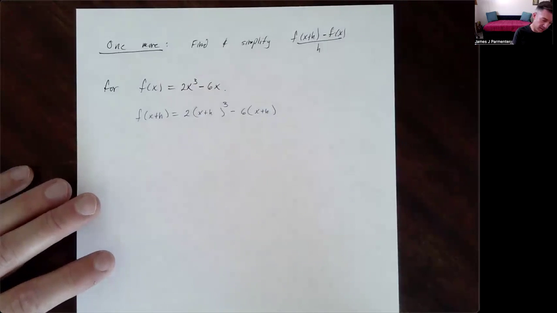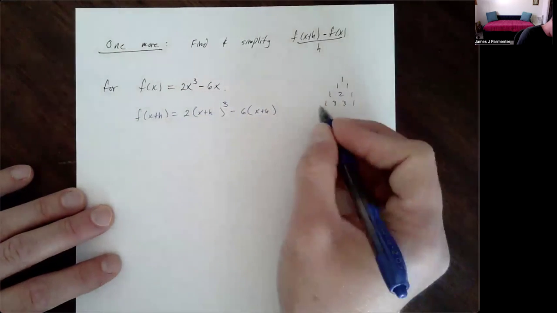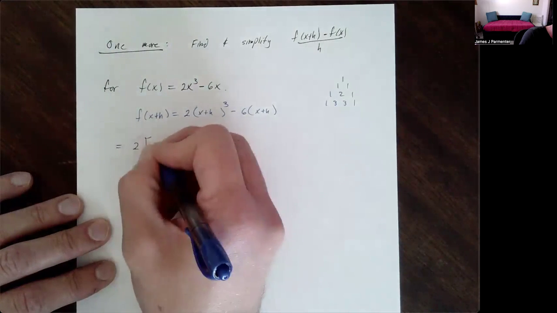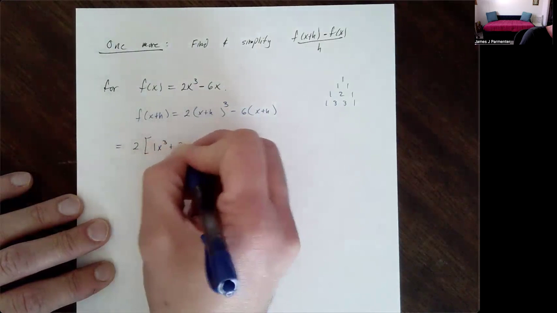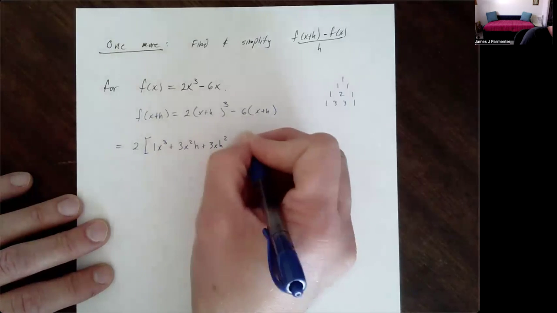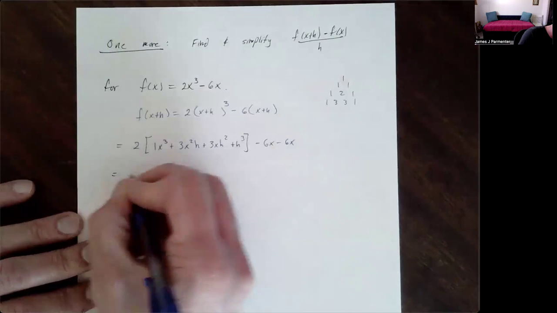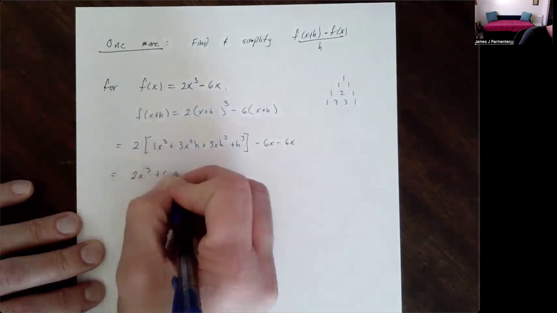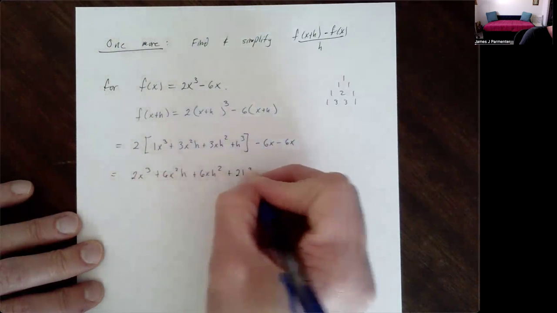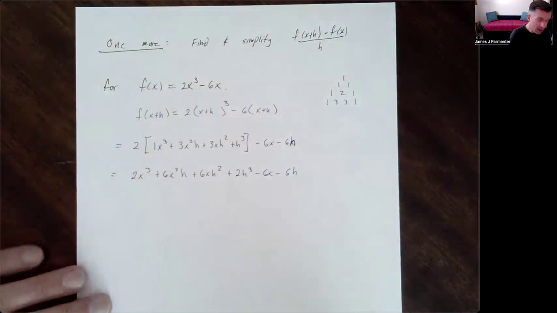And there's a trick for multiplying out x plus h cubed. I don't remember if I talked about it in class or not, where we use this thing called Pascal's triangle. These are the coefficients for x plus h cubed. So that's going to end up equaling 2 times 1x cubed plus 3x squared h plus 3xh squared plus h cubed, minus 6x minus 6h. And if I distribute this a little bit more, I'm going to get 2x cubed plus 6x squared h plus 6xh squared plus 2h cubed minus 6x minus 6h. I said h, but I wrote x before. Sorry about that.